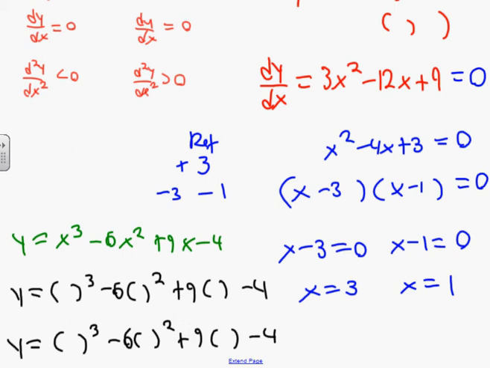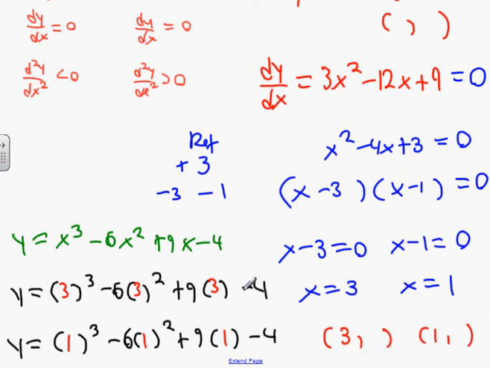Okay, what do I need to replace in with the first one? 3's. The second one? 1's. And this finds out the y value because the x value is 3 something and then it's 1 something.